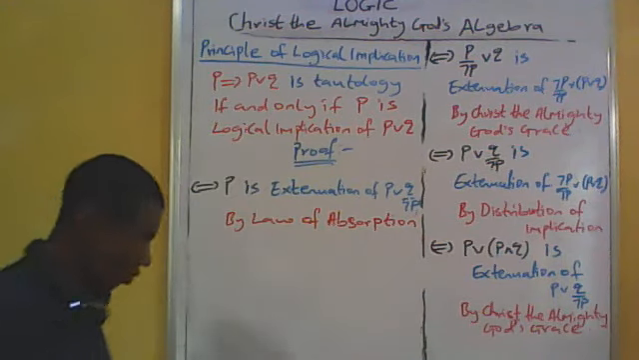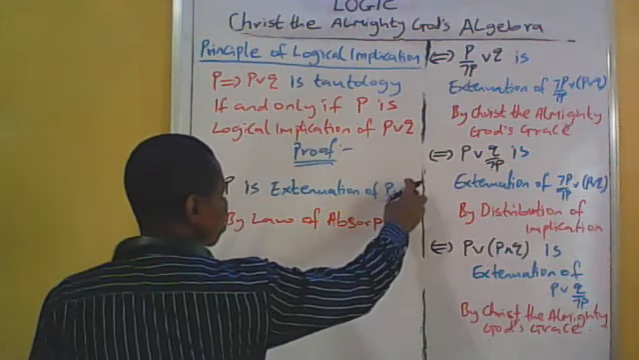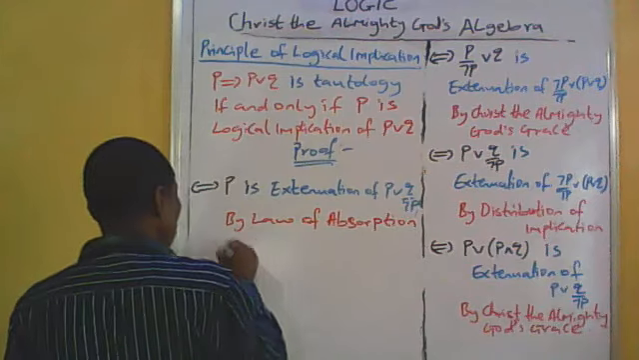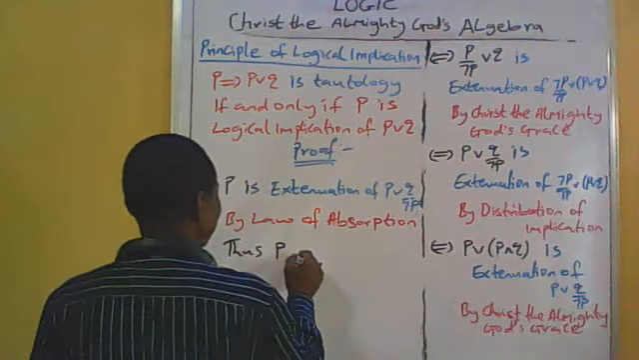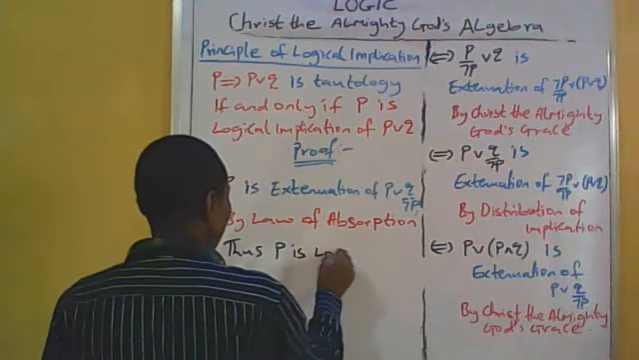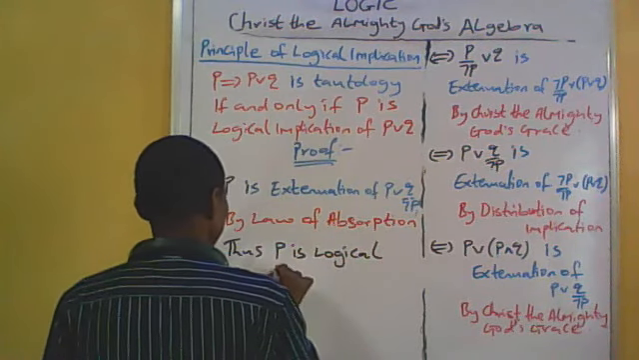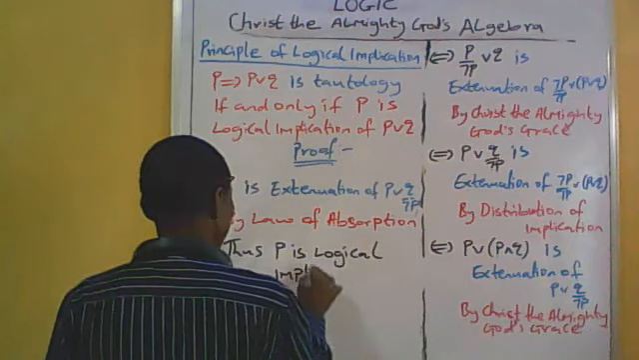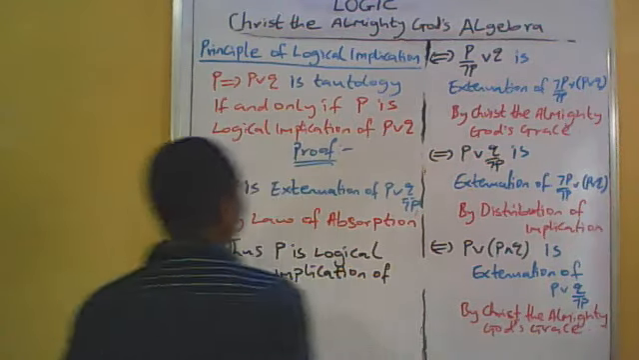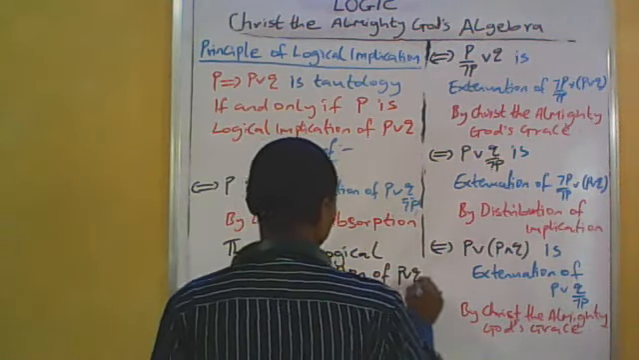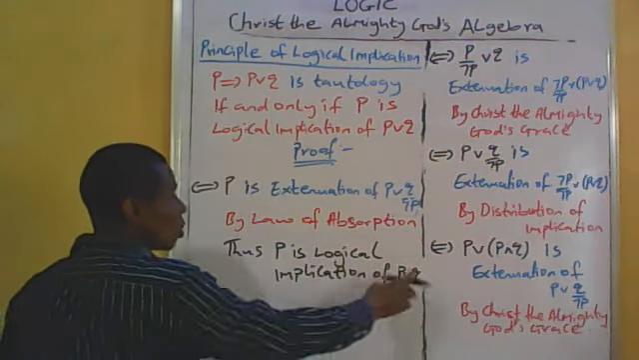So we then say thus, since this P is a section of P or Q upon not P, we say thus P is a logical implication of P or Q, because this P or Q upon not P is equivalent to P or Q.